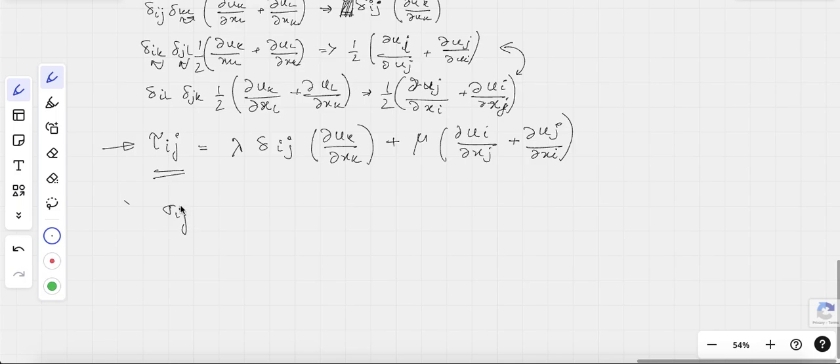We derived tau ij and had put tau ij in the normal stress tensor, and had seen that the normal stress tensor was of this form.